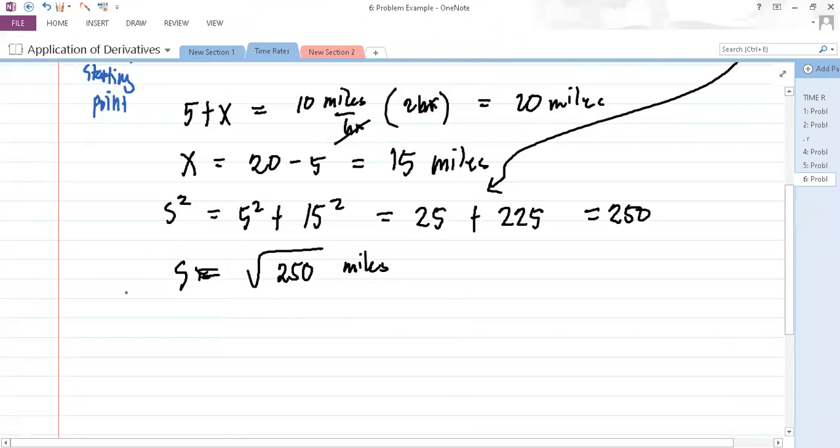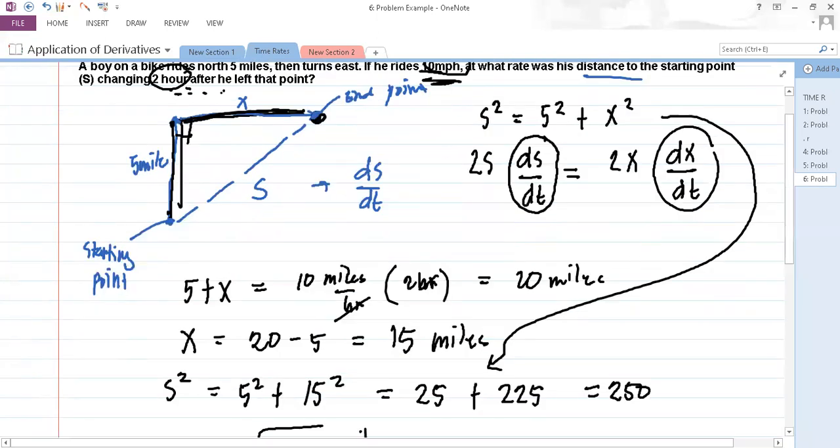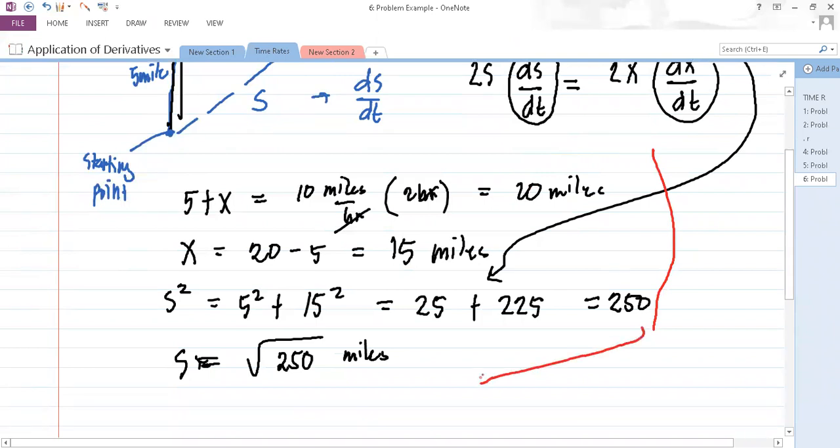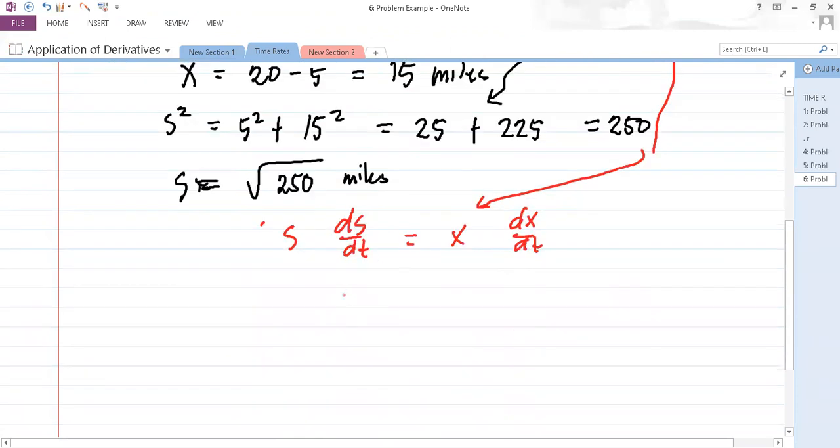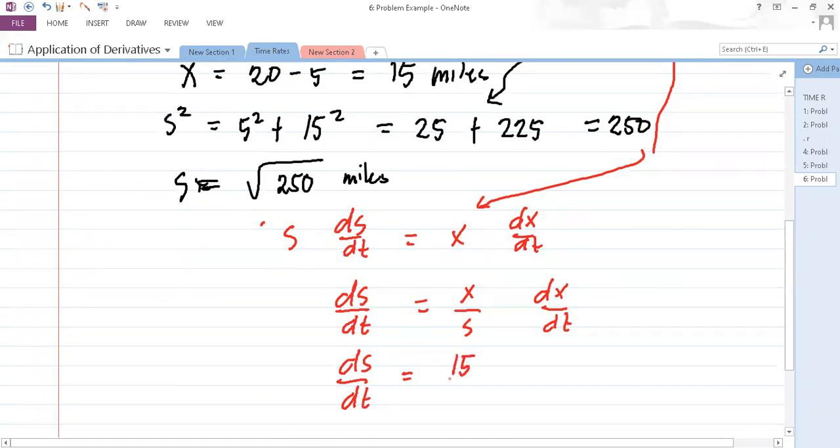So in here, our equation here, baba natin siya. Okay, so we have 2, or i-cancel na lang natin yung 2 dito para s na lang siya. So cancel yung 2, so we have s ds dt, that is equal to x dx dt. Okay, so we can now find our ds over dt, that is x over s times dx dt. Okay, so substituting now, the value of x is 15. The value of s is the square root of 250. And the value of our dx dt is 10 miles per hour.